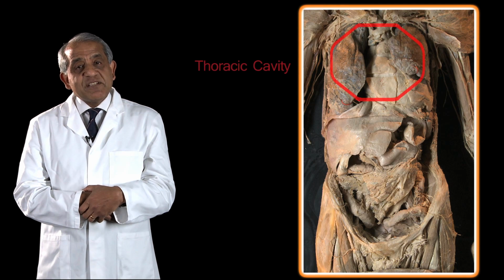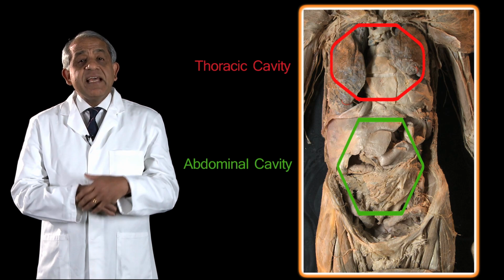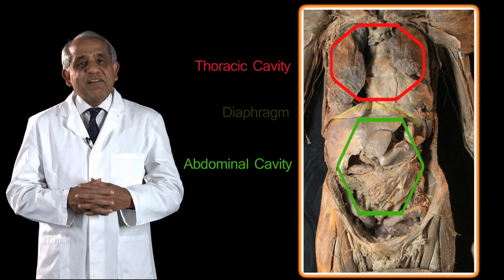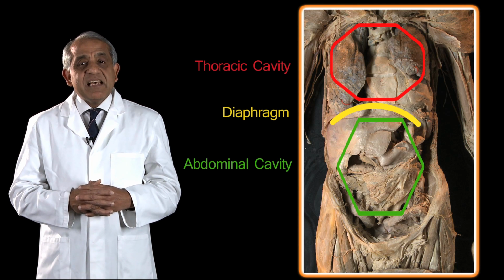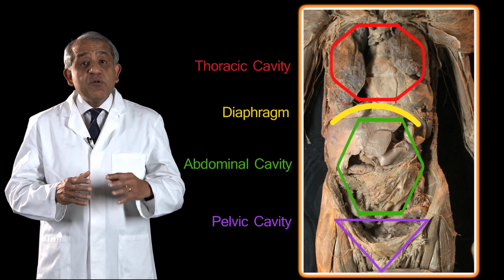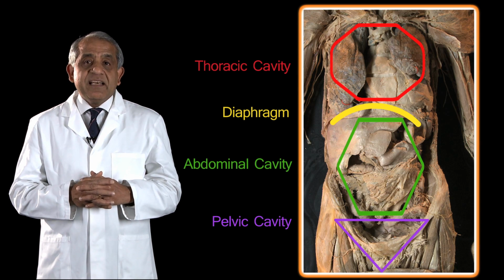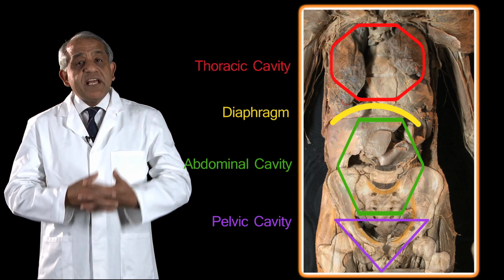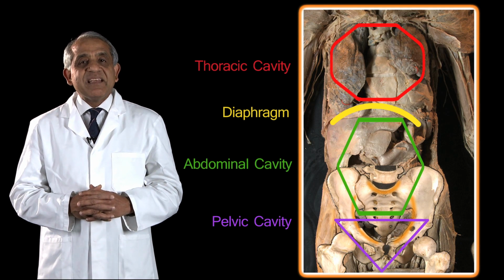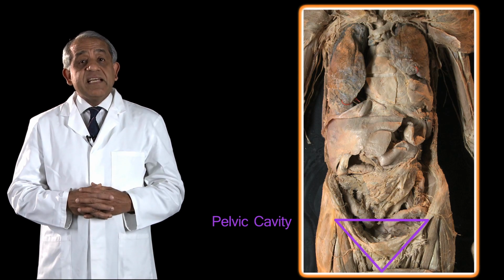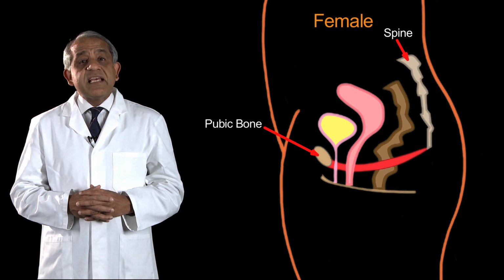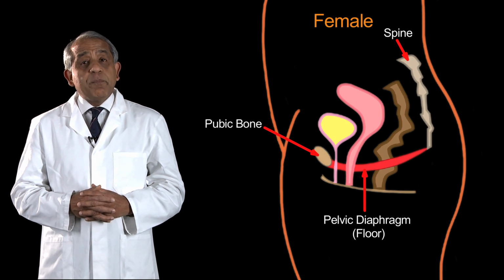Between the thoracic cavity and the abdominal cavity is an actual physical muscular partition which we call the diaphragm. Between the abdominal cavity and the pelvic cavity, however, there is no such physical partition. In fact, the 2 cavities are generously continuous with each other through the pelvic brim. The pelvic cavity does, however, have a floor, a muscular floor even, and this is the pelvic diaphragm or the pelvic floor.